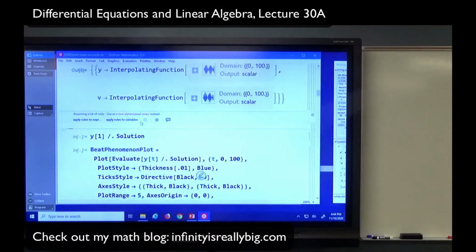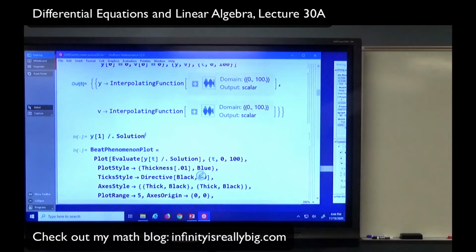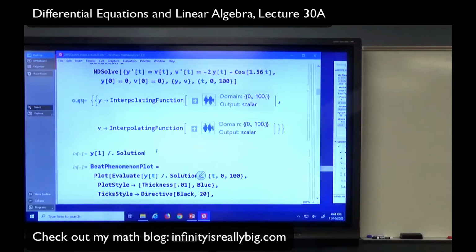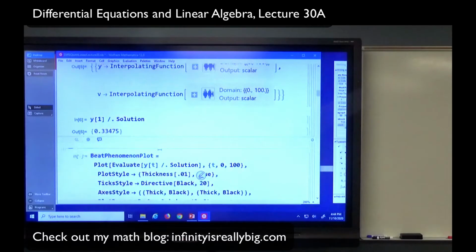But once I've got that, if I, for example, want to evaluate the function at a certain moment in time, like time 1, I have to type y of 1, and then slash dot, and then solution, which is the name of this variable that I defined. And that will give me the value of this function at time 1.